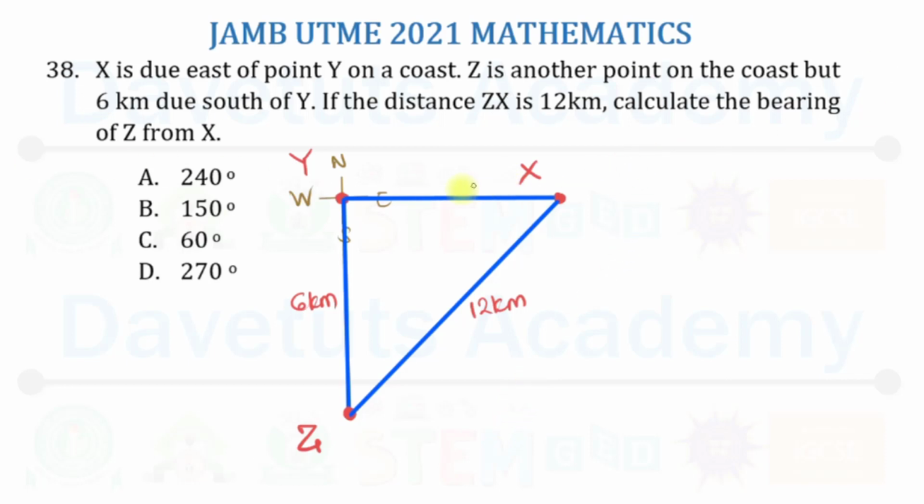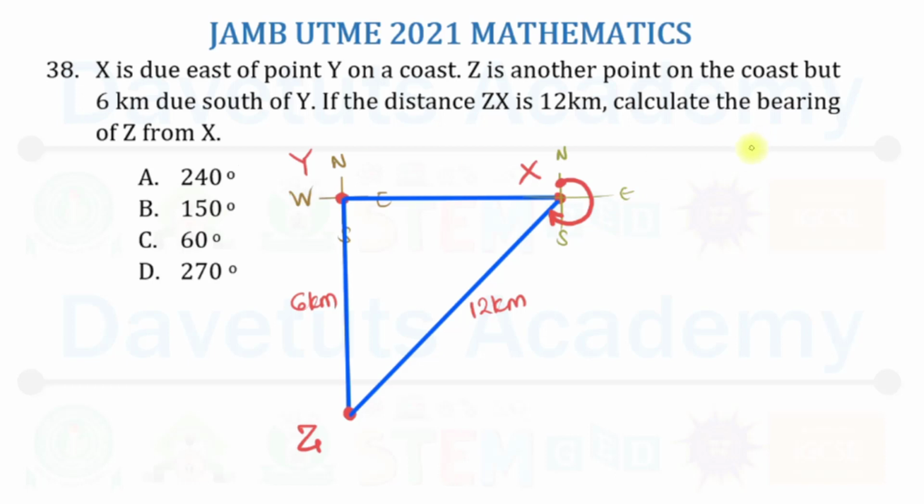If we draw our 4 cardinal points, we have north, south, east, and here we have the west. The bearing that we are asked to find will be this bearing, from the north to the inclination of z from the north of x. Okay, and this is the diagram that we have. Very good and very lovely.